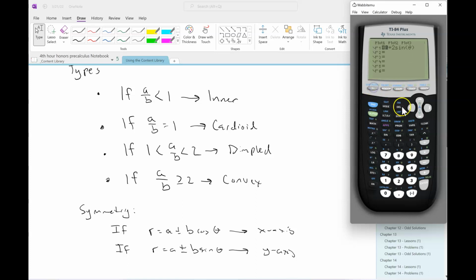Okay. A dimpled would be between 1 and 2. So how about 3 over 2? That should be dimpled. See, there's my dimple right there, just like a little curved indent. Like golfers out there, the dents on your golf ball are dimples. Same idea here. We've got one little dimple right there.